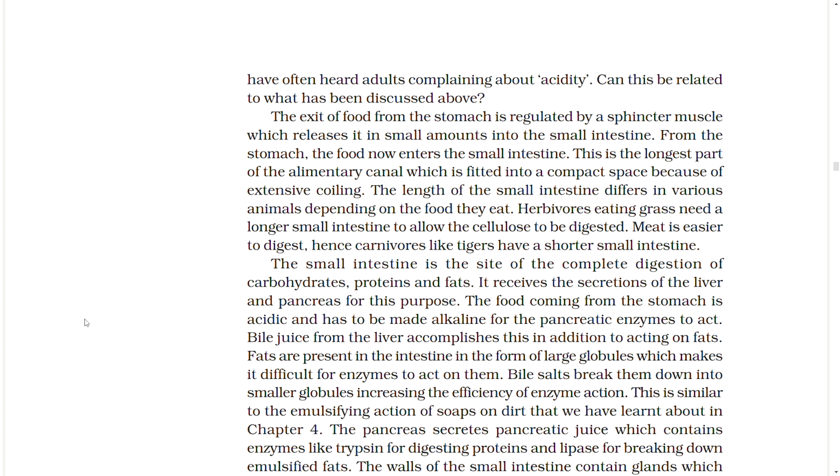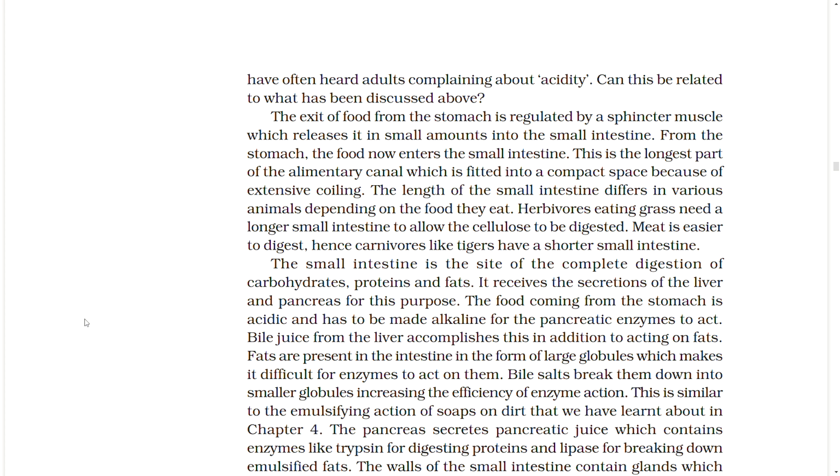The length of the small intestine differs in various animals depending on the food they eat. Herbivores eating grass need a longer small intestine to allow the cellulose to be digested. Meat is easier to digest. Hence, carnivores like tigers have a shorter small intestine.